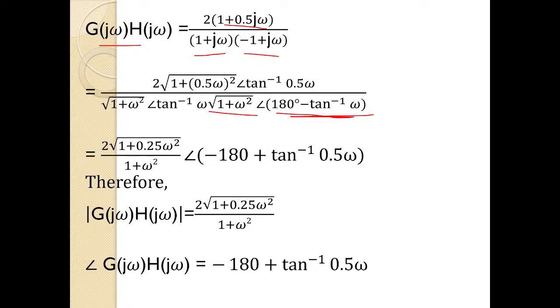So you just write down the magnitudes and the phase angles for each and every term. After writing magnitudes and phase angles, write down all the magnitudes on one side and phase angles on the other side. So I have separated the magnitudes. This is the magnitude of g of j omega, h of j omega, and this is the phase angle of g of j omega, h of j omega.